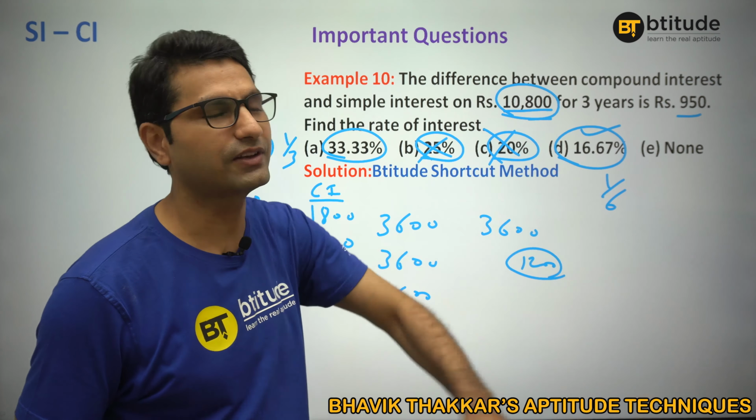Then I tried to figure out another one. This is 1/6. Are you getting it? If 10,800 is your principal, that means 1/6 of it must be easy to calculate. Not only for 1 year, for 3 years. That means 1/6 into 1/6 into 1/6, so the number must be divisible by 6 cube, 216. And it was divisible by 216. That's why I tried with it, and it gave me 3 years difference as 950.